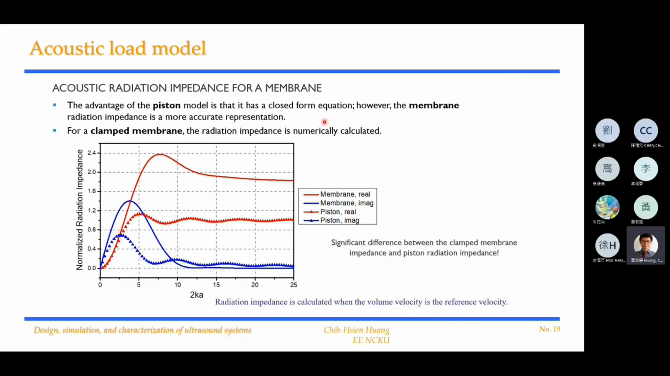So here is just to compare the difference between the piston model and the current model, and where the difference in radiation is. You can see that for both of them, in the high frequency range, the imaginary part of your impedance is actually minimal. But for membranes, usually at the same speed, the membrane should encounter larger impedance compared to the piston models.